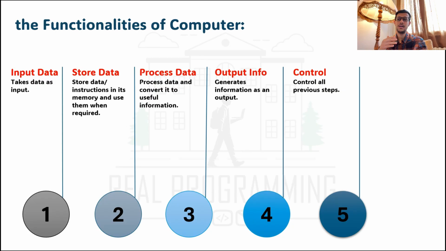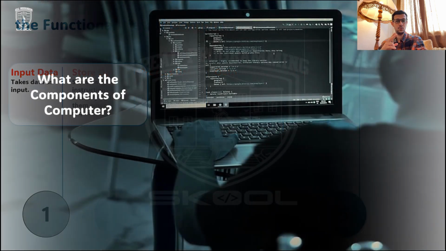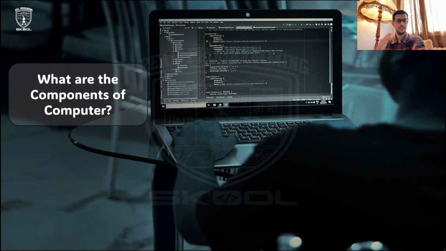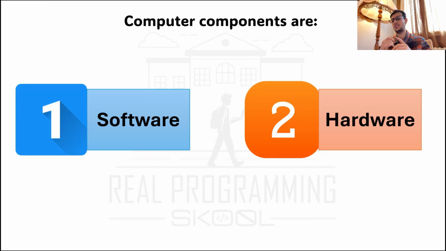And now let us jump to the components of a computer. What are the components of a computer? Computer components are 2, and everybody knows it. And if there's somebody who doesn't know it, I will be crazy. The components of a computer are software and hardware. Everybody knows software and hardware.